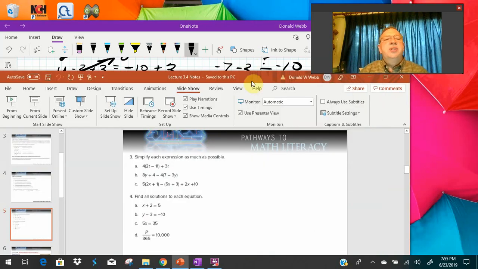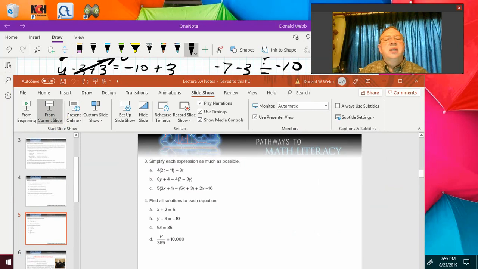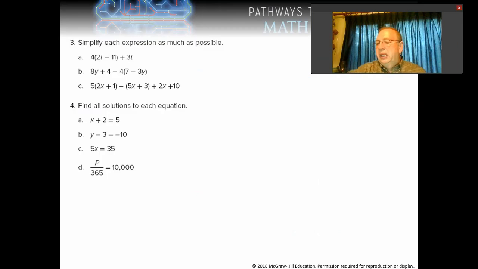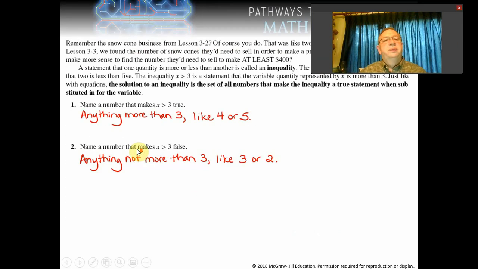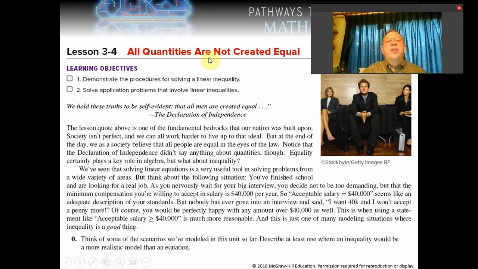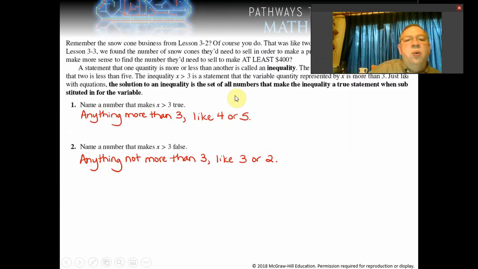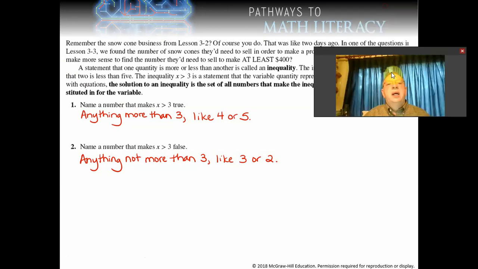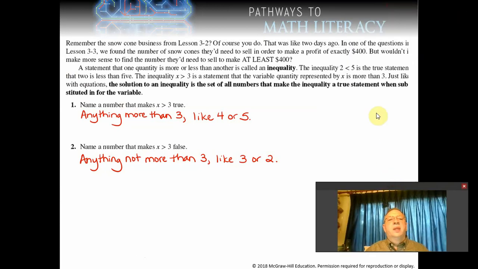So that was just some skills review. Let's continue on and get into the rest of the lecture. They say all quantities are not created equal. Of course, equality is one thing. Inequalities is what we're talking about. So here are some things that we're going to go through. Again, here's our practice. Name a number that makes x greater than 3 true.